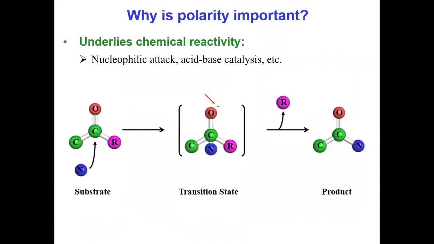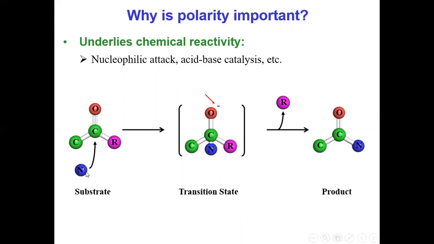The second reason for the importance of polarity is that it also underlies chemical reactivity. And this is important, for example, in enzymatic catalysis. Here we can see one of the most common mechanisms of catalysis, in which a nucleophile attacks a carbon atom and forms a covalent bond with it. There's another group that leaves the molecule, and the reactant becomes a product. So what allows the nucleophile to attack the carbon atom in the first place is that both of them are polar. They just have the opposite polarity.